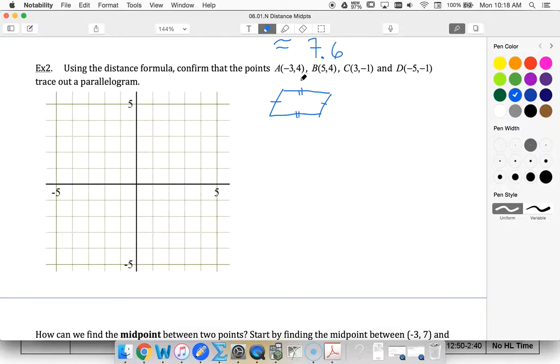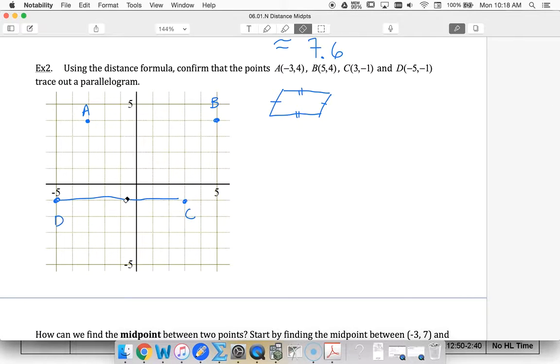Let's plot our points first. So -3, 4, -3 up 4, that's my point A. 5, 4, over 5, up 4, here's B. C is 3, -1, and D is -5, -1 over here. So I can see straight away that the top and the bottom are horizontal lines.